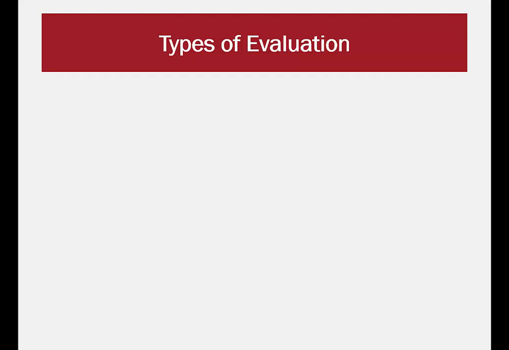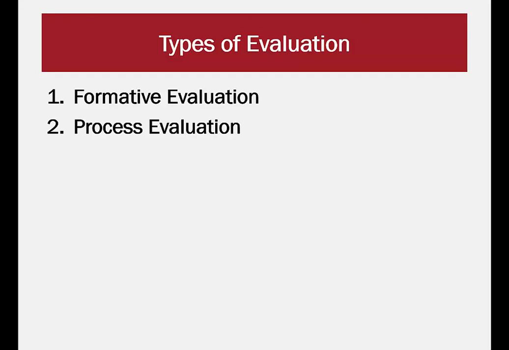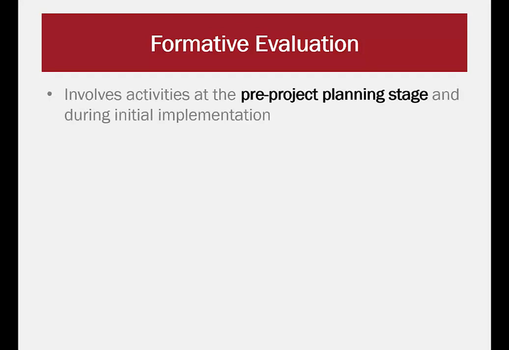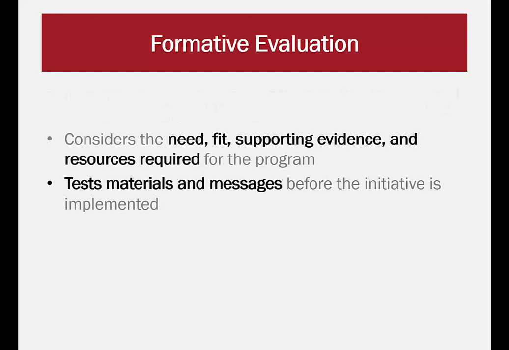There are three main types of evaluation: formative evaluation, process evaluation, and outcome evaluation. The first type of evaluation is formative evaluation. Formative evaluation involves activities at the pre-project planning stage and during the initial implementation phase. This type of evaluation considers the need, fit, supporting evidence, and resources required for the program being implemented. Formative evaluation may test the material and messages before the initiative is actually implemented.